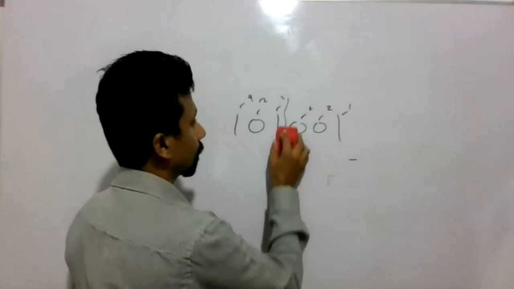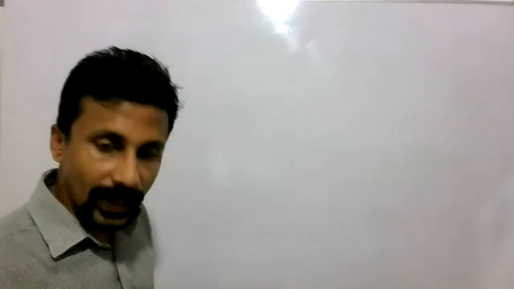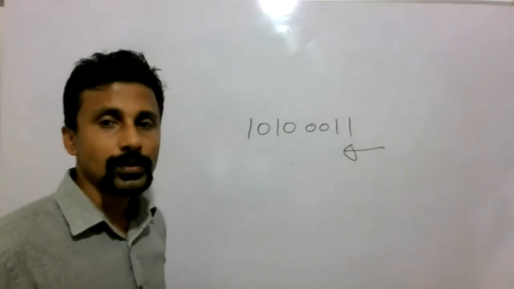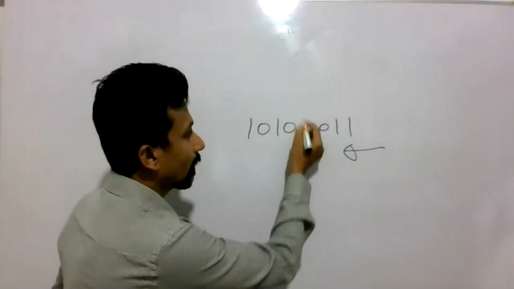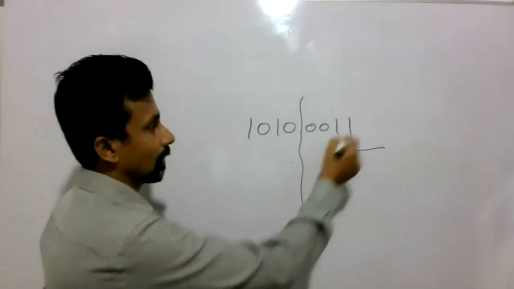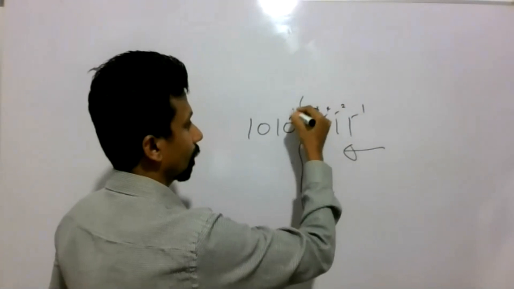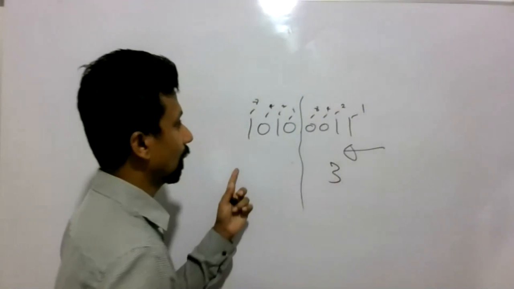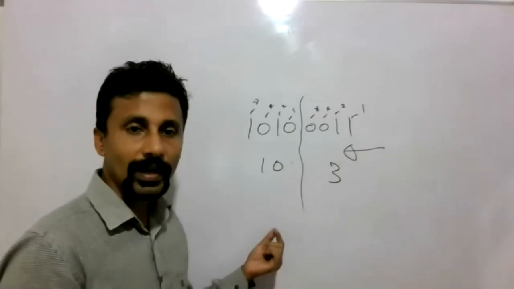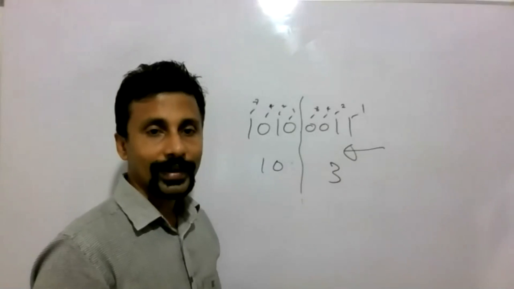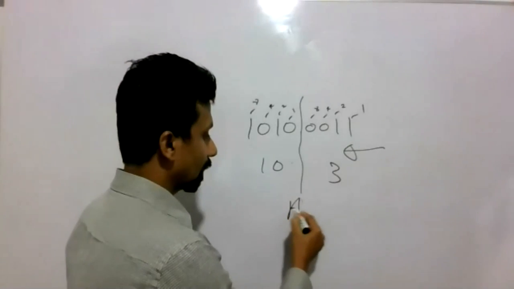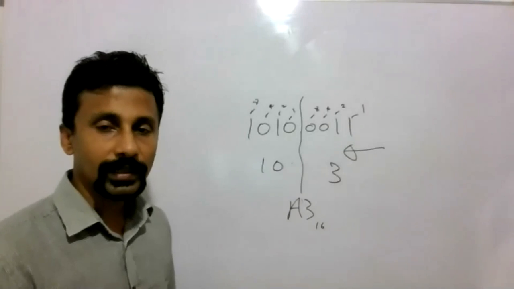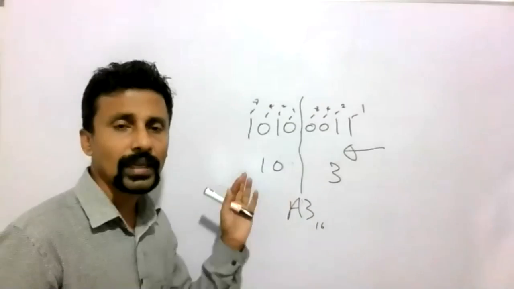If I take binary to hexadecimal, from the right-hand side you separate each four digits. I am separating here. Same way, you have to put the power and get the value for each portion. Here you get 3, 1 plus 2. Here you get 8 plus 2, 10. 10 you can't represent as normal. In hexadecimal, 10 is represented with capital A. So A3 is the answer. Now if you know one pattern, it is easy to remember, right? So we separate each four digits.